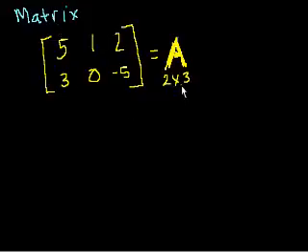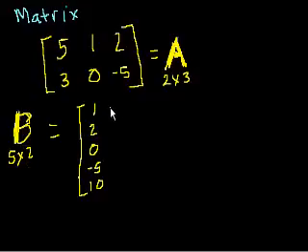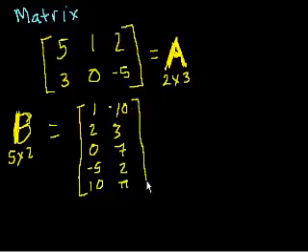So if I said that B, I'll do it extra bold, is a 5 by 2 matrix, that means that B would have, I'll just type in numbers: 0, -5, 10, and it has 5 rows, it has 2 columns, so it'll have another column here. So let's see, -10, 3. I'm just putting in random numbers here. 7, 2, pi. That is a 5 by 2 matrix.